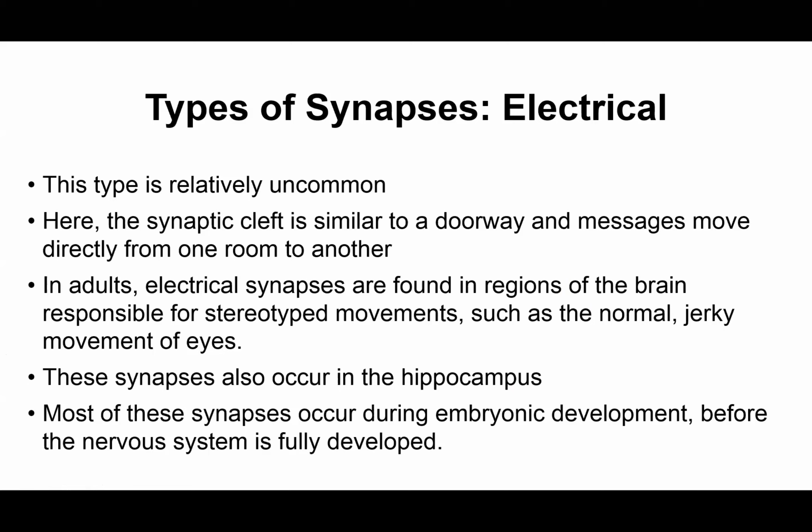And so in adults, electrical synapses are found in regions of the brain that are responsible for normal stereotyped movements, like the normal jerky eye movements that we do. These types of synapses also occur in the hippocampus of the brain, which is the part of the brain that's responsible for learning and for memory. But in general, most electrical synapses occur during embryonic development before the nervous system's fully developed.